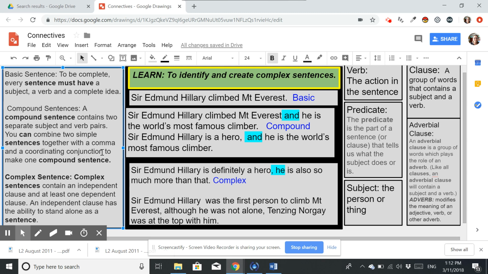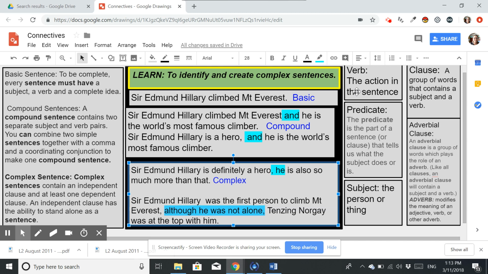And I've got an example of that down here where we've got Sir Edmund Hillary was the first person to climb Mount Everest. And here is the adverbial clause, although he was not alone. Tenzing Norgay was at the top with him. I could take that part out and it would still make absolute sense. So if I took that adverbial clause out, it would say Sir Edmund Hillary was the first person to climb Mount Everest. Tenzing Norgay was at the top with him.